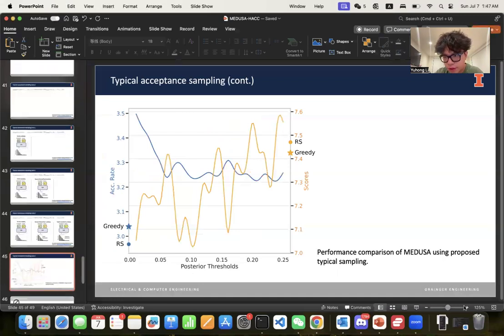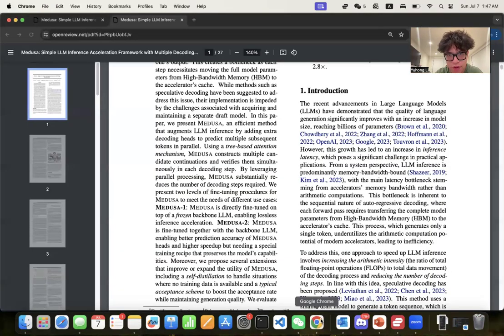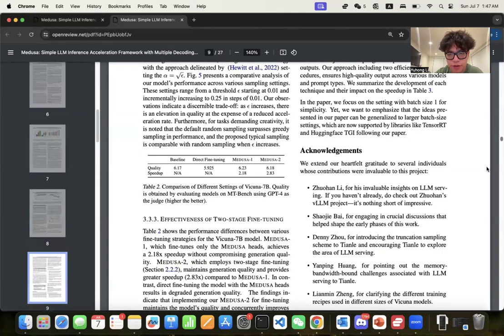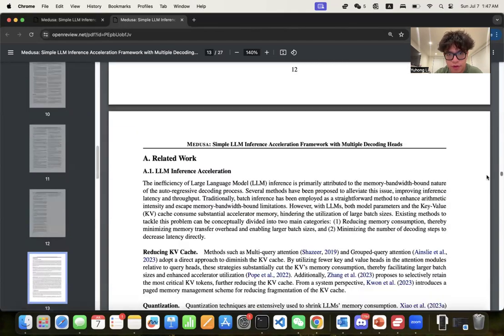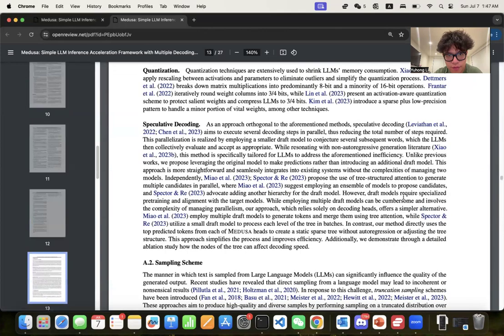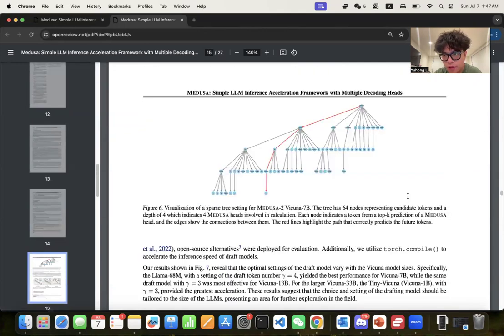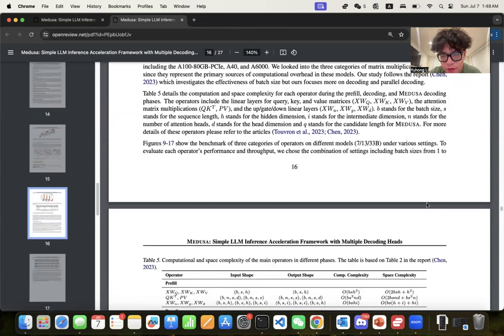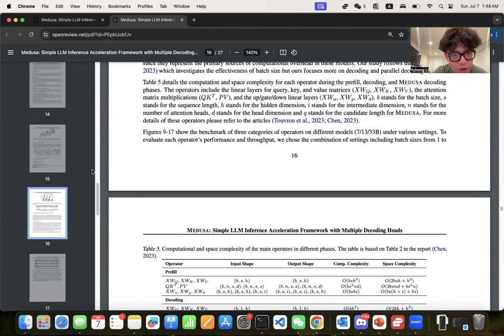So we can go to another paper, and the last thing I want to mention is some explanation of the memory bandwidth bound.